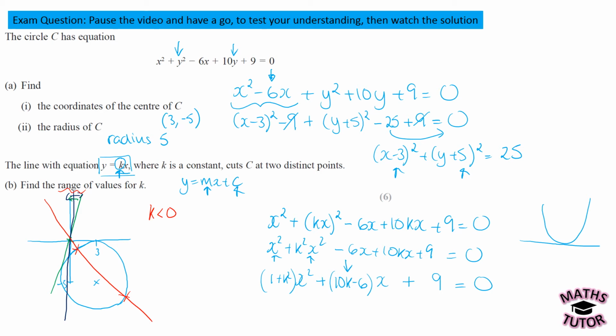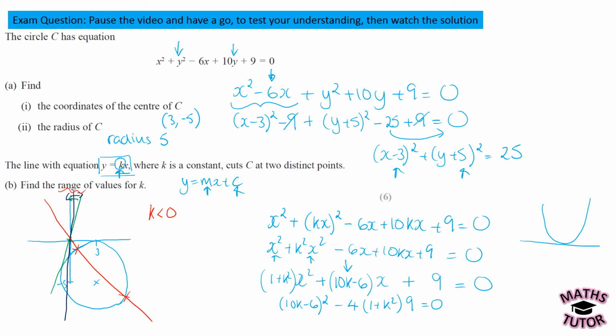so it would be that green line with the circle. So b is 10k minus 6, so b squared is going to be (10k minus 6) all squared, minus 4 times a, 1 plus k squared, times c, and we want that to equal 0 for the straight line y equals kx to be tangent to the circle.